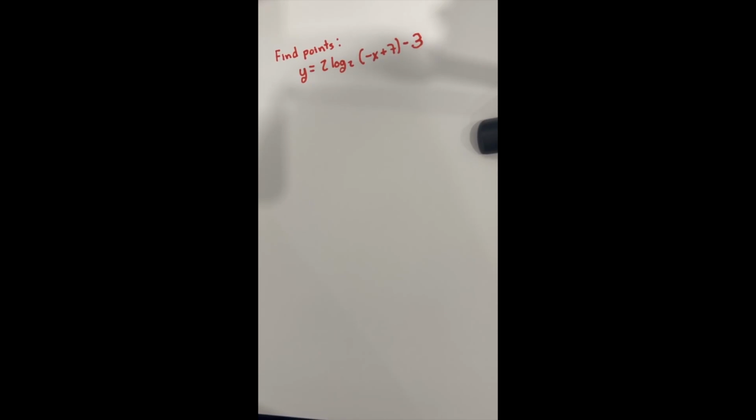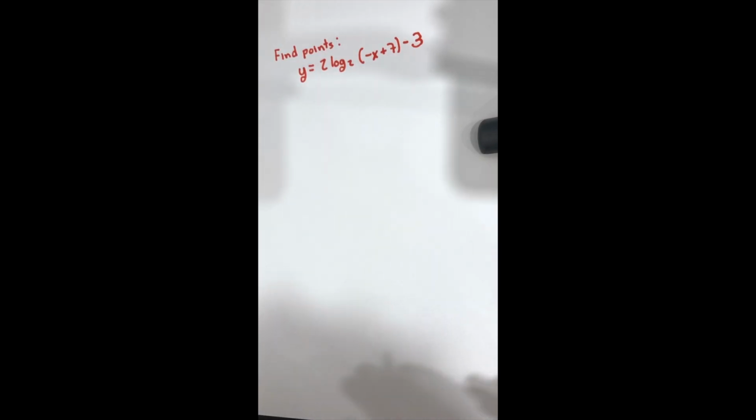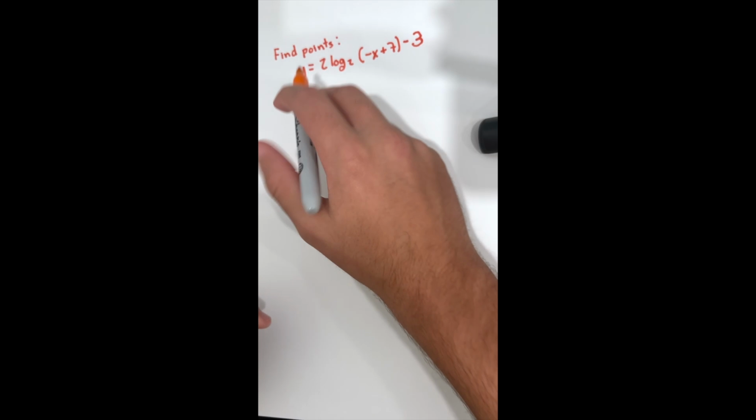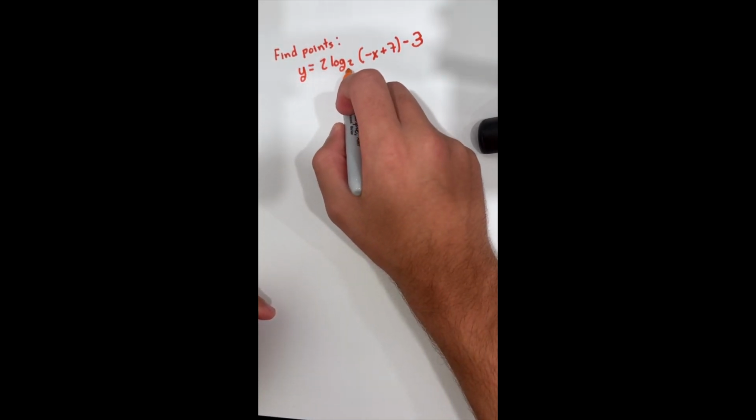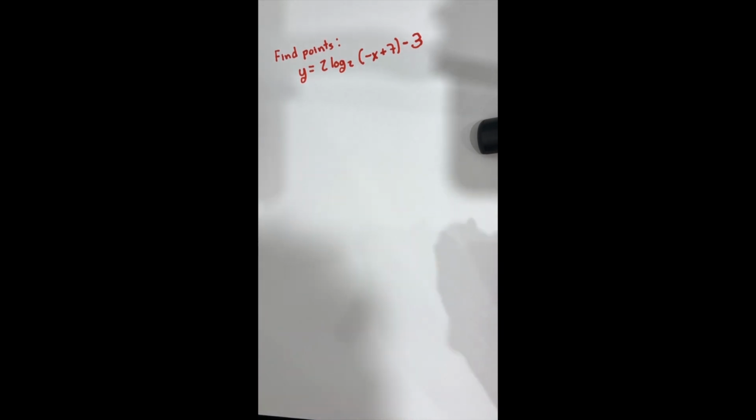Hello everyone. Today we're going to be finding the points of a logarithmic function. So here we have the function y equals 2 log base 2 of negative x plus 7, minus 3. It also wants us to find the points of this.